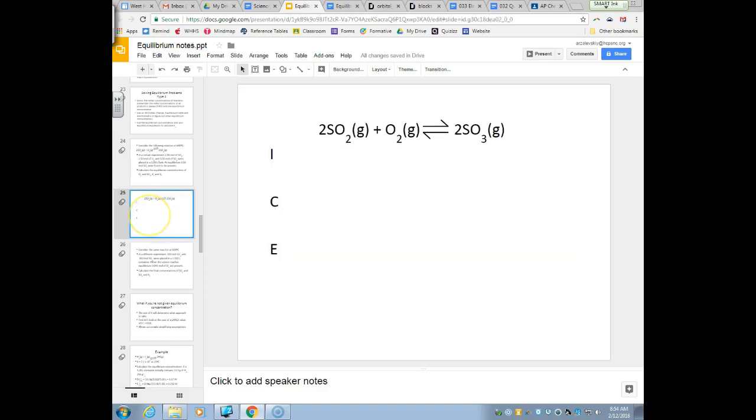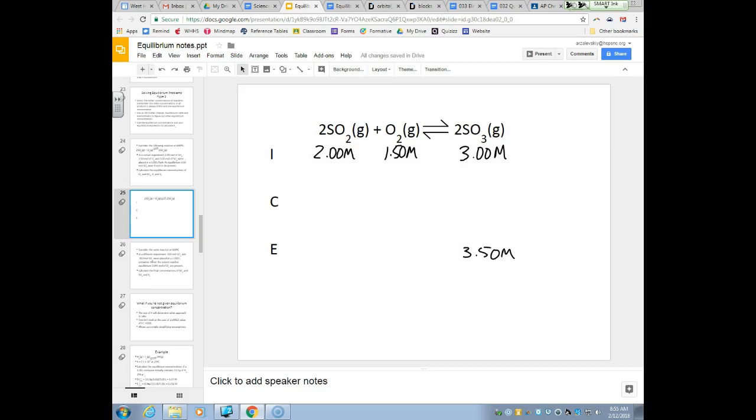Alright, so we have our equation like this, and then we're going to fill in what they gave us under the initial category. So they told us that we had 2 moles of SO2, and that's divided by 1 liter, so that's 2 molar. And then we have 1.5 molar of this, and we have 3 molar of this. The other piece of information they give us is that at equilibrium we have a concentration of 3.50 molar of this, again because this is all carried out in a 1 liter flask.